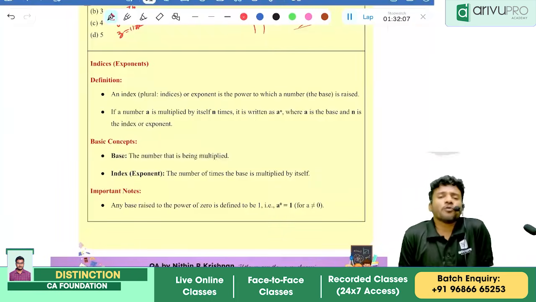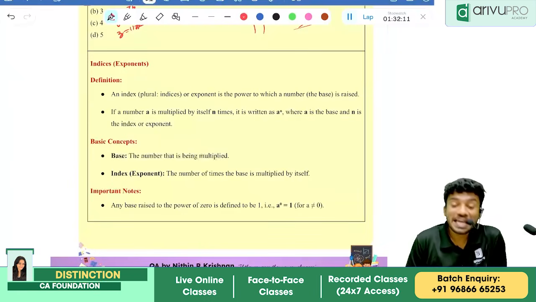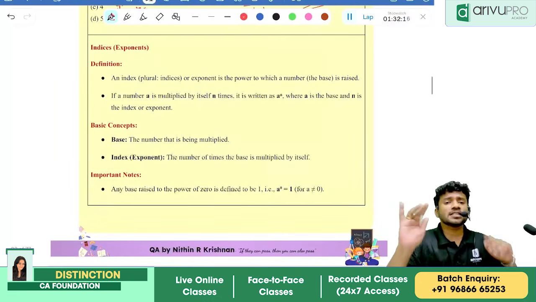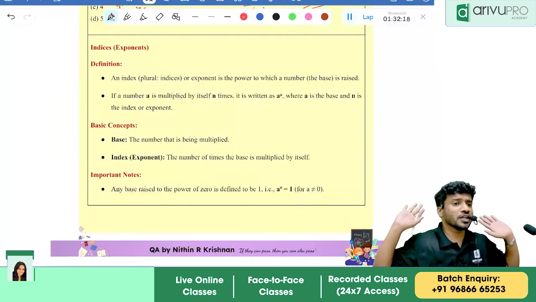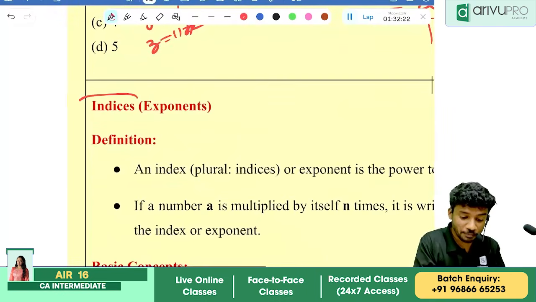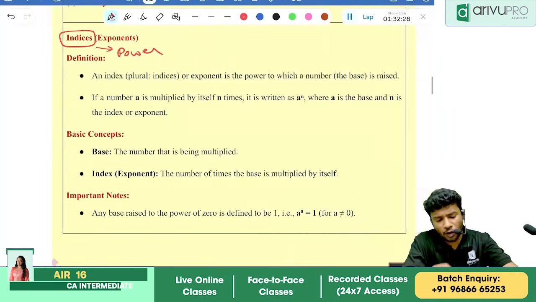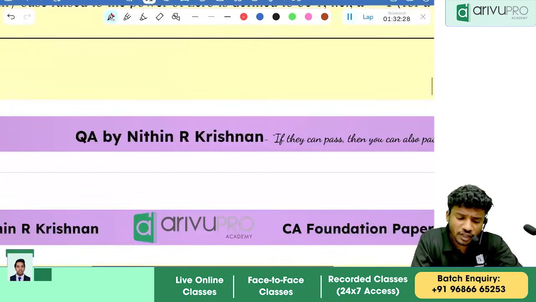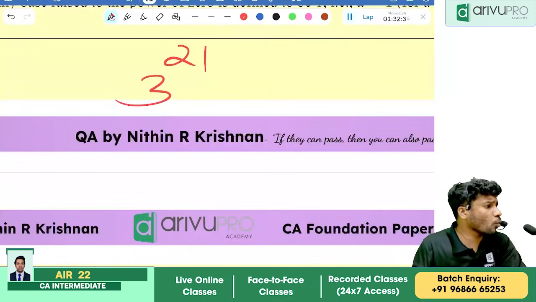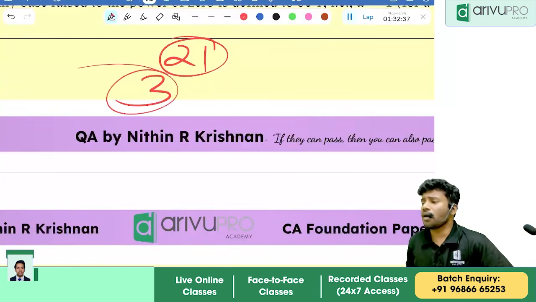Yes. Now the final one. Now, second last one. We have the major one. Yes. Indices. What do you mean by indices, people? Indices is nothing but power. Till now we were doing it, but right now we are going to see the main person's name. Indices is what? Power. Okay. Now, there is a base. For example, 3 raised to 21. What is the index here? What is the base here? 21 is the index, 3 is the base.